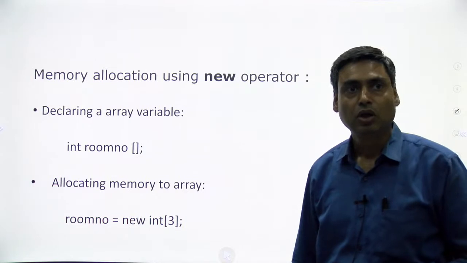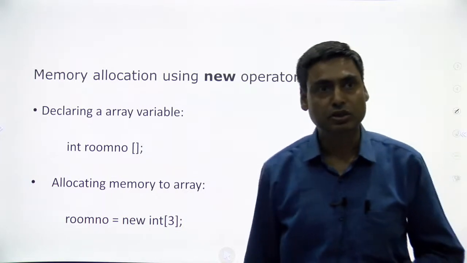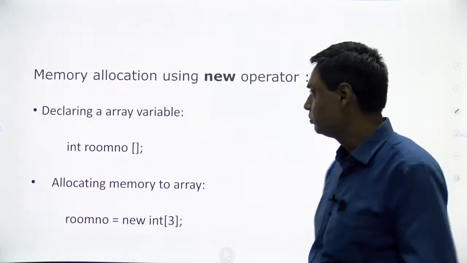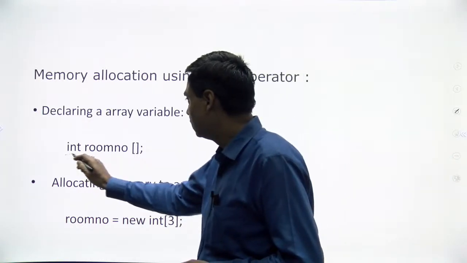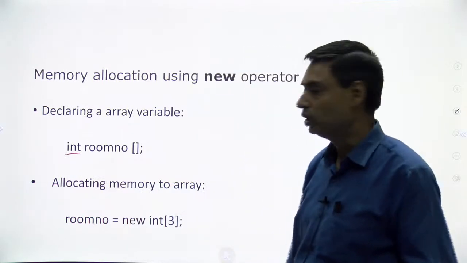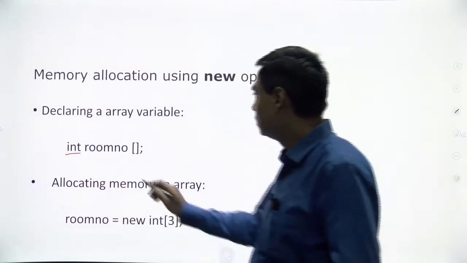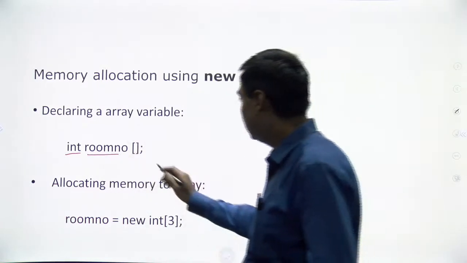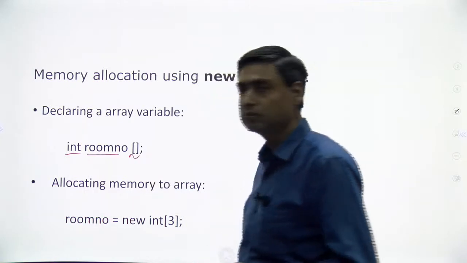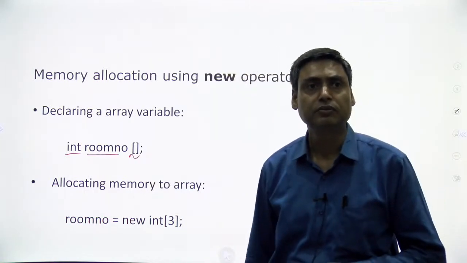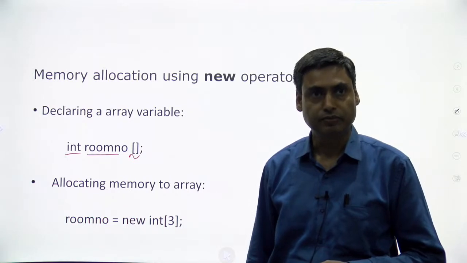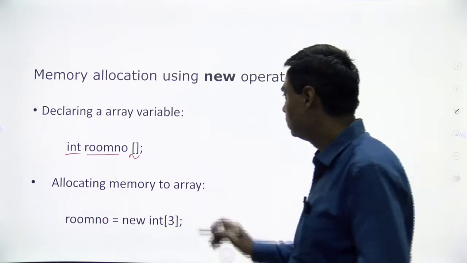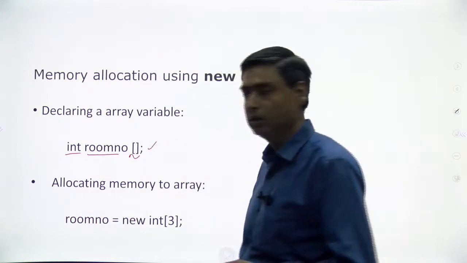Now, how will you declare an array in the Java language? Whenever you declare an array, first write the type of the array, for example int, then write the name of the variable, the name of the array, and these two brackets are important. These two brackets define that we have declared an array. If you are not using the brackets, it is a simple variable. So these two brackets are very important.